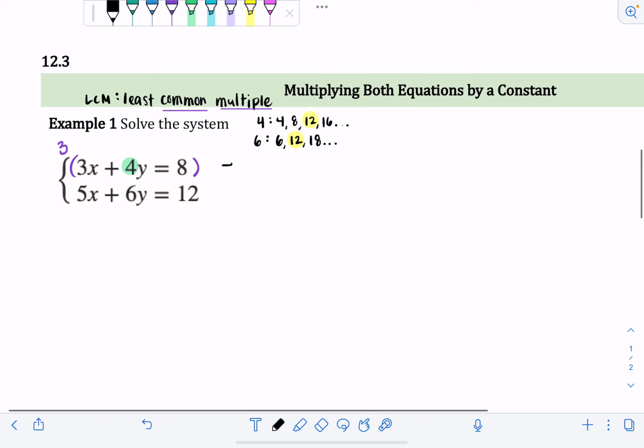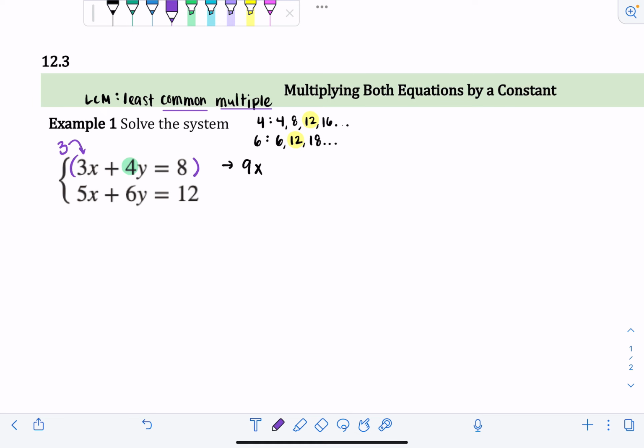And then I'll write that new equation over here. So it'll be 3 times 3x, which is 9x, 3 times 4y, so 3 times 4 is 12y. And then the equal sign, and then we can't forget about the very last term, which is the 8, so 3 times 8, which is 24. So that's my new first equation.